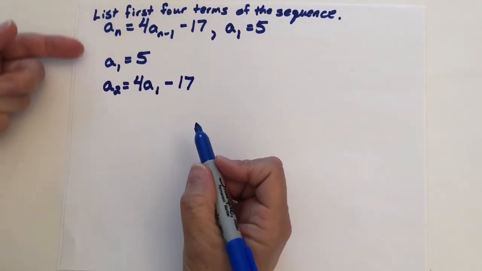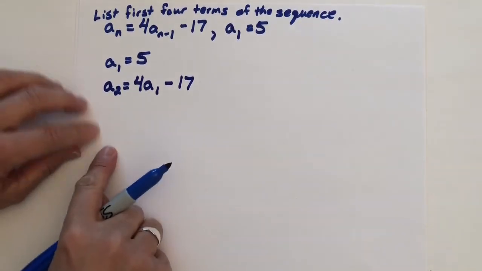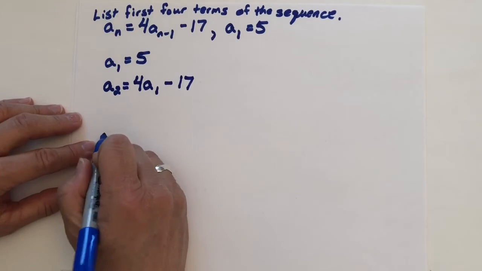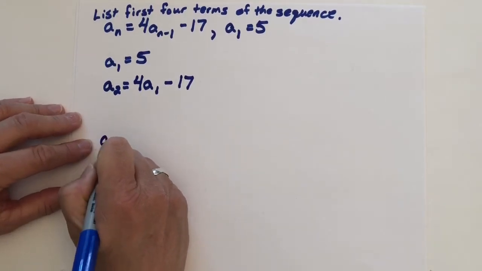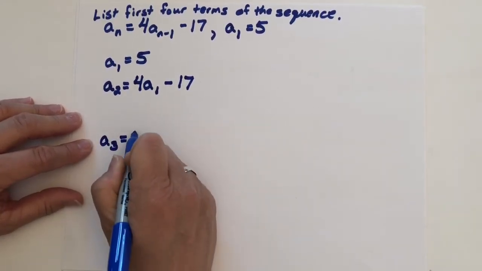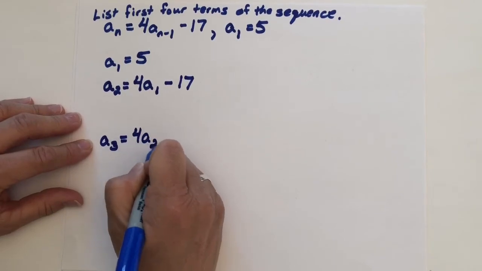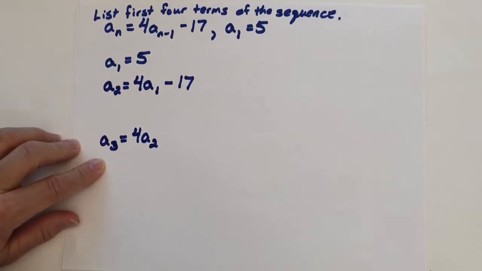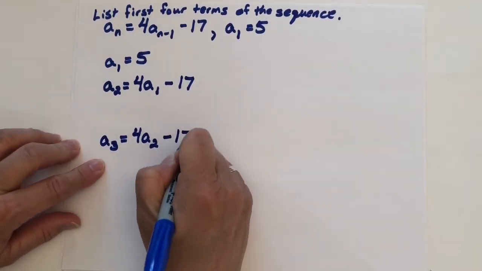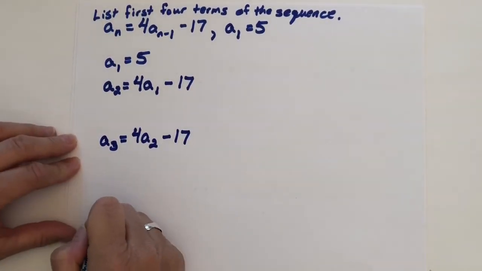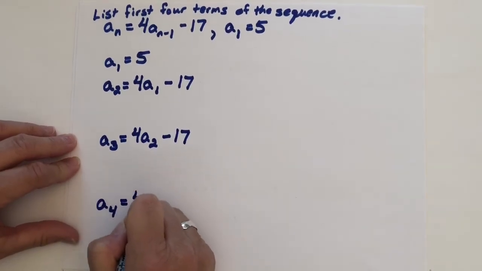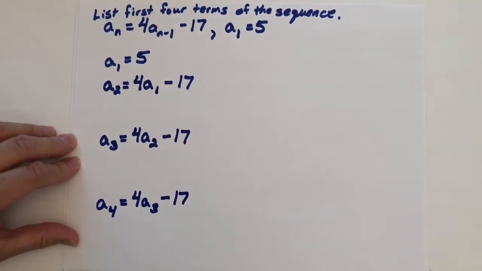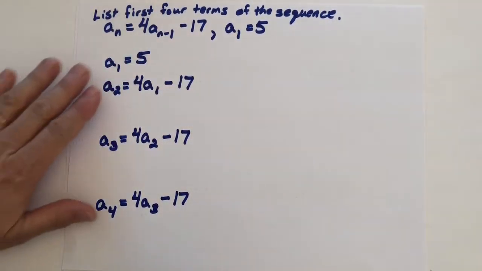And sometimes when I'm doing problems like this, I'm going to write the formulas for the next few terms, and then I'll come back in and fill in the details. So the third term is 4 times the second term, right? This is the term just before this term. Subtract 17. And the fourth term would be 4 times the third term minus 17. And now I can go fill in the details.